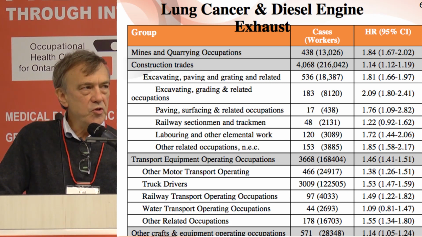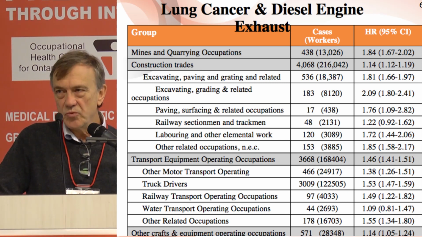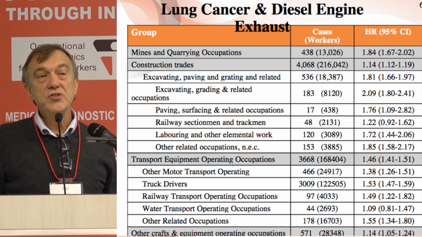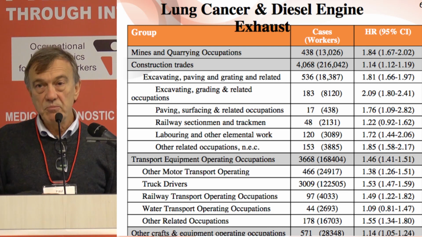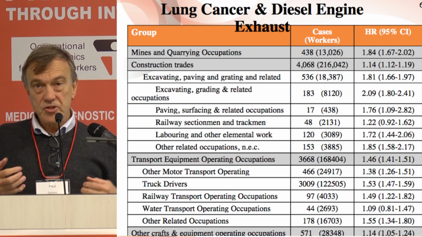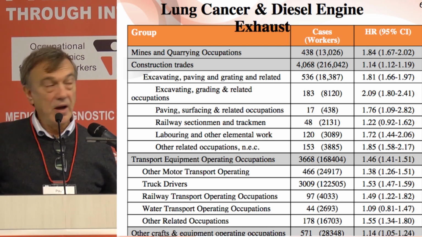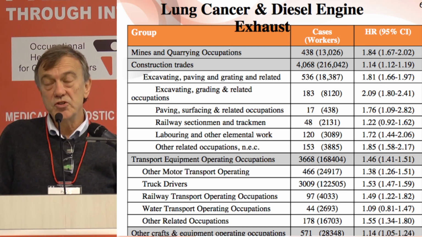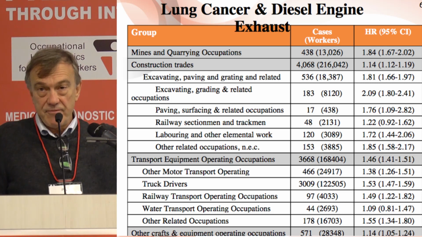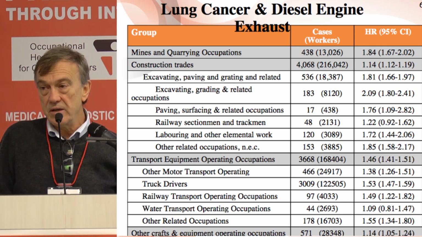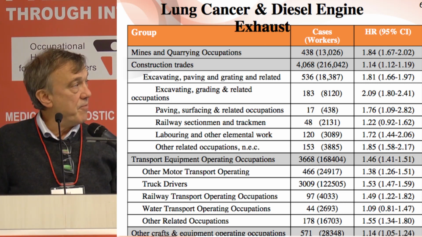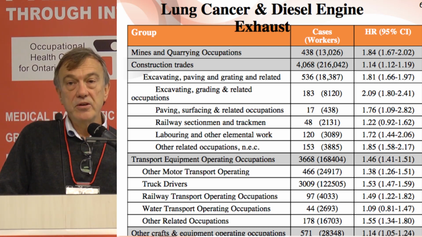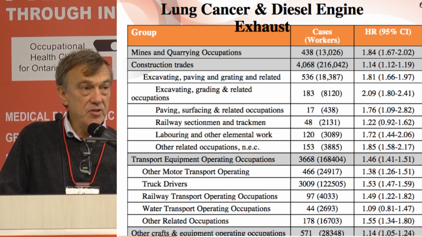For those of you who aren't used to these kinds of statistics, a hazard ratio of 1 means that the risk of lung cancer is similar in a group compared to everybody else in our system. Whenever you see something bigger than 1, that's an increased risk. The 95% confidence limits are over to the right of those.